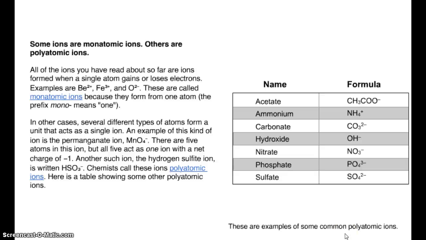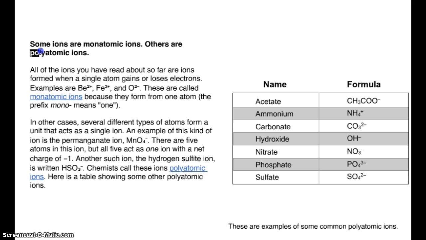Hey Chemistry, this is part 3 of 2.08. Some ions are monatomic ions, others are polyatomic ions. So let's look at the prefix mono, or in this case they've gotten rid of the O because the next part starts with a vowel. So mono means how many?